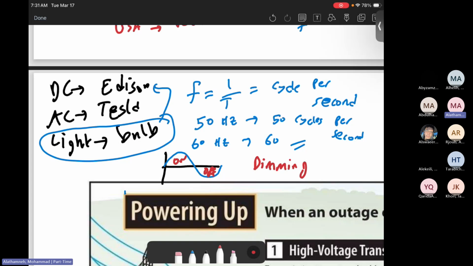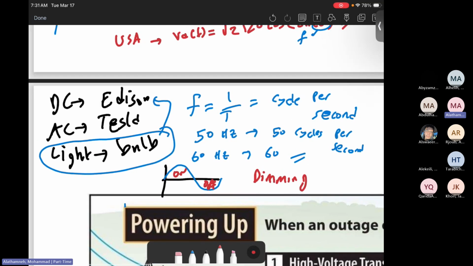Or if we make it, for example, 10 hertz, it will be changing the polarity every 0.1 second, which is kind of annoying. So therefore, they said, okay, let's make it higher. If we make it higher, it will be better for us. If we make it 50 cycles per second or 60 cycles per second, we will not notice the blinking, which is called dimming, so it will not be noticeable.